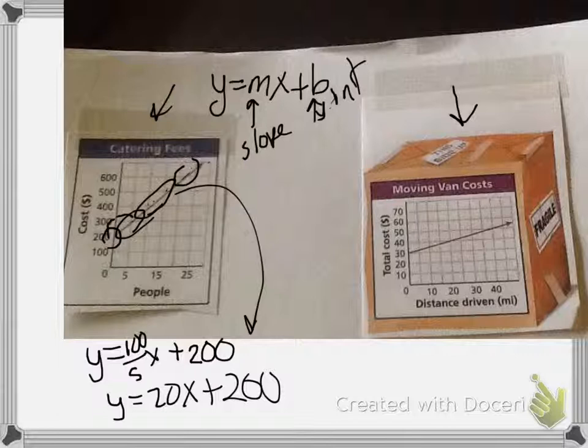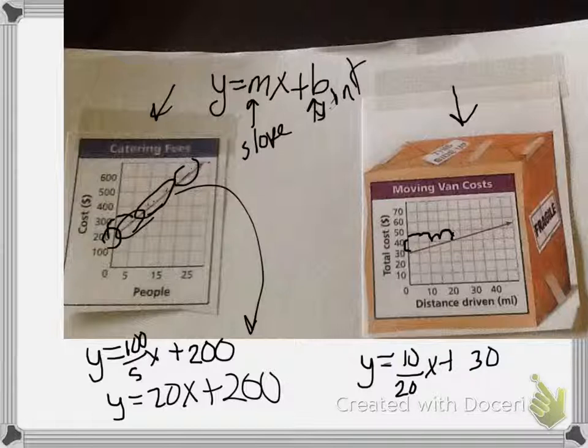Okay, so take a look at this one. I have y equals... This one's crossing at 30, so I'm going to put a 30 back here. The slope looks like it's up 1 box and over 1, 2, 3, 4. So up 1 over 4, but that's up 10, and each one is 5, so it's over 20. So the equation is y equals 1/2 x plus 30.